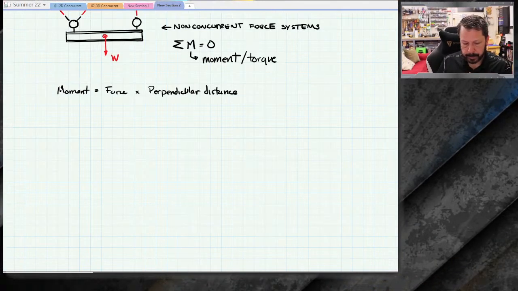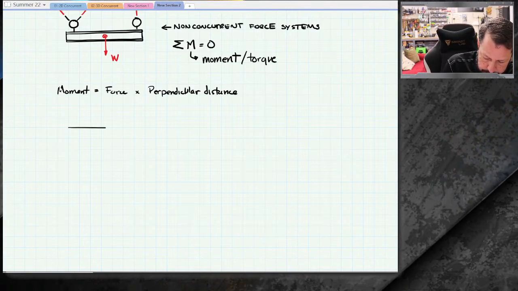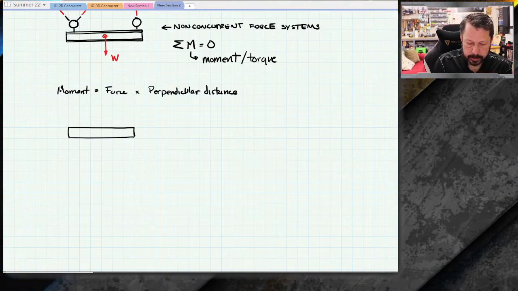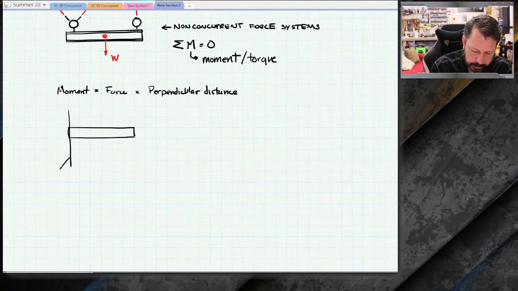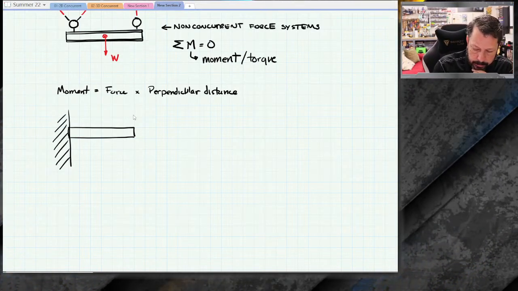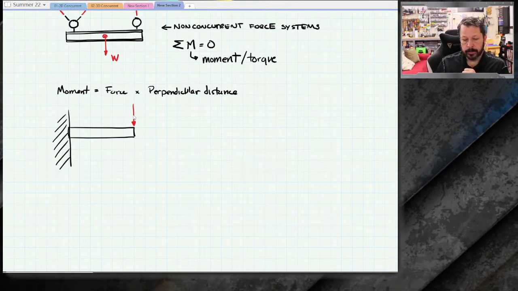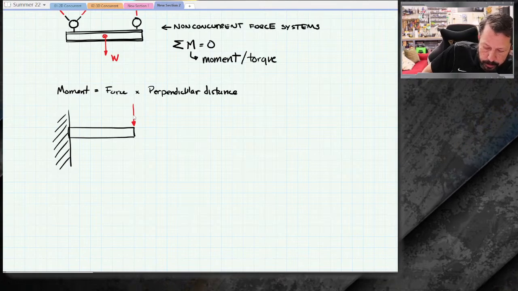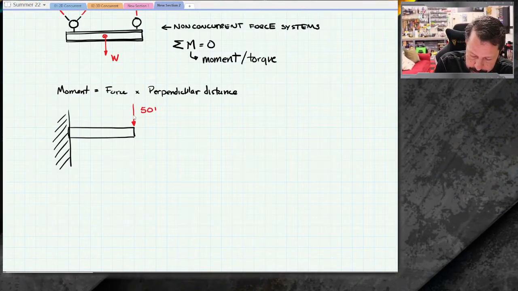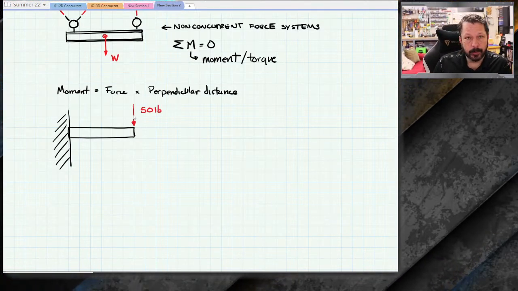So how can we do this? Let's just create a little box. And let's say that this is actually some kind of beam attached to a wall, and we put a force on there. So we want to know what moment this force creates. Let's say it's 50 pounds. What moment is that 50-pound force creating at the wall?